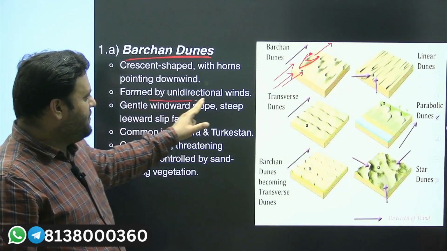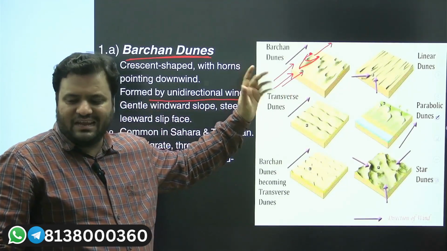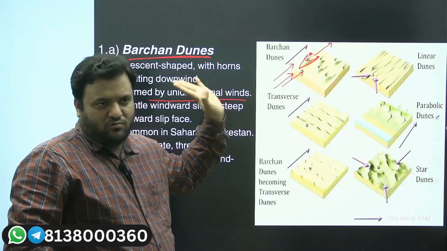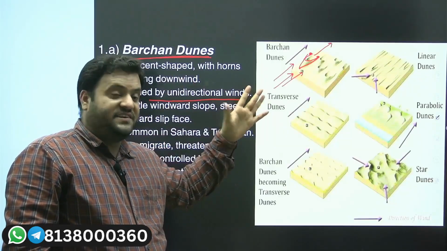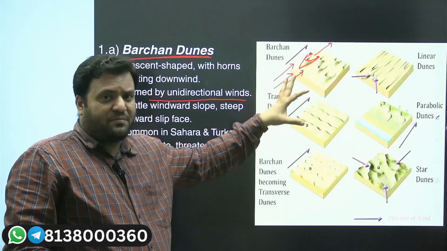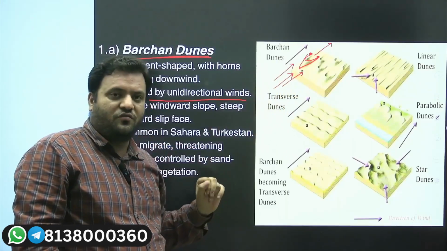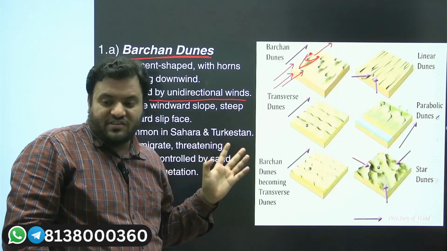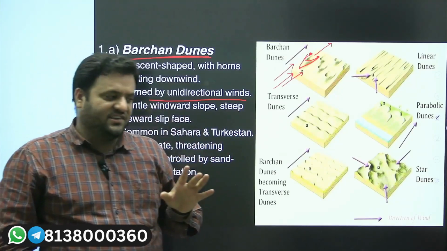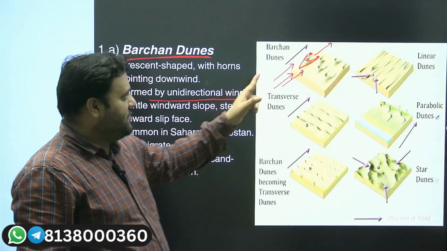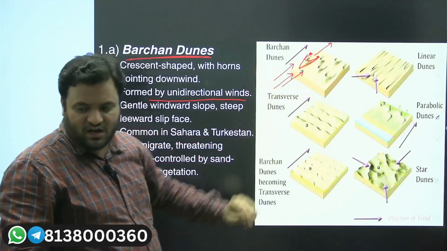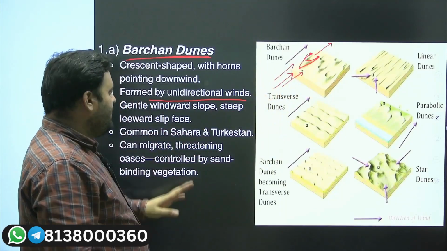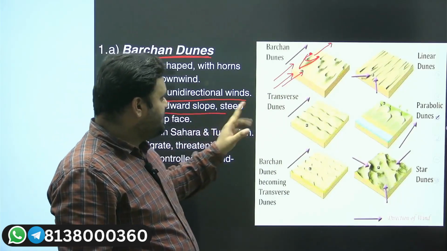They are formed by unidirectional wind. When the wind direction is one throughout the year, or let's say throughout the season, in that particular case we will have a formation of what? Barchan dunes. When the winds are not changing abruptly, or are not subjected to seasonal changes, as a result of this there will be a formation of what? Barchan dunes will be formed. They will be gentle towards the windward side.